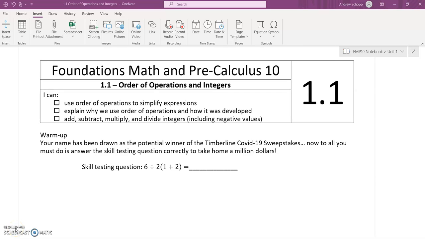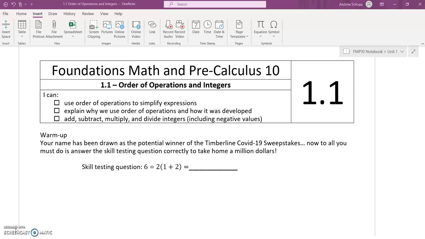Hello Math 10 students. We're going to kick off this course by looking at order of operations and integers. We're starting with this first because they are a fundamental skill set that will help you be successful through the rest of this course. Ideally, by the end of this lesson, you can use order of operations to simplify expressions. You can explain why we use order of operations and how it was developed.